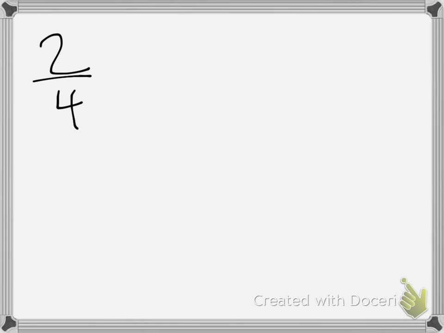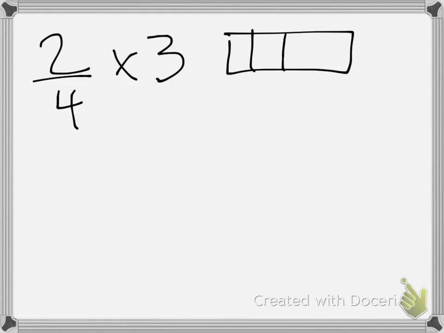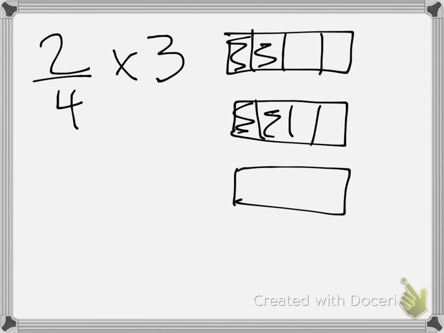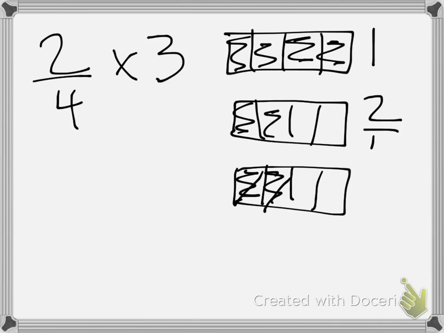2/4 times 3. We're going to start with a pictorial model. So we have that's the first 2/4. Here's the second 2/4. Here's the third one. So we're going to start making wholes. Going to take one from here at the bottom and move it to the top. Take one from the bottom, move it to the top. We have 1 whole and 2/4.